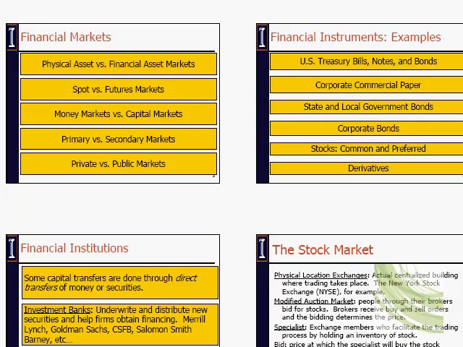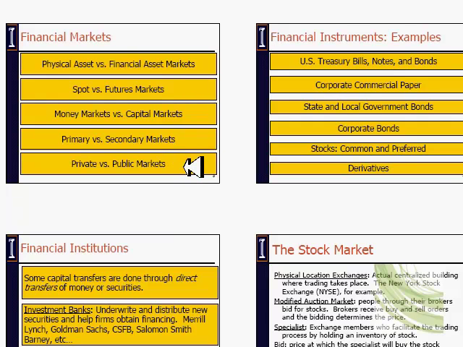So, in any case, I'll just briefly go over what we did yesterday in the seminar. We covered chapters 5 and 6, financial markets and interest rates. We talked about physical assets versus the financial market, the spot and futures markets, money markets and capital markets, and then primary and secondary markets. So let's talk about the money market.